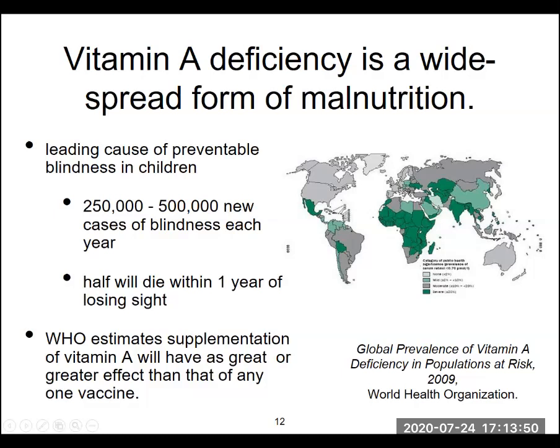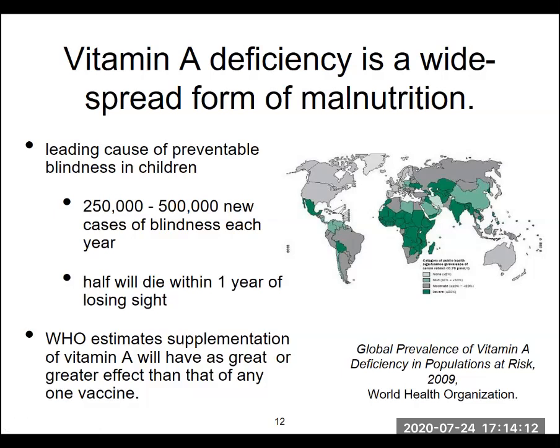What we can see is that there's anywhere from a quarter to 500,000 new cases of blindness associated with vitamin A deficiency. About half the people that get this are going to die within a year of losing their sight. And so that's a huge problem. You're talking about anywhere from 250,000 people dying a year from vitamin A deficiency.